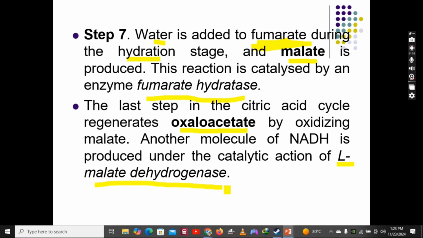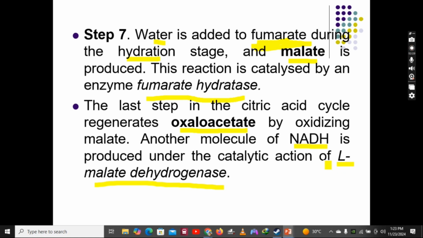Okay, that's the enzyme that is involved at stage number 8, and there will be one molecule of NADH produced through the action of this enzyme, which is L-malate dehydrogenase. And that's how the citric acid cycle operates. This is how this pathway is.